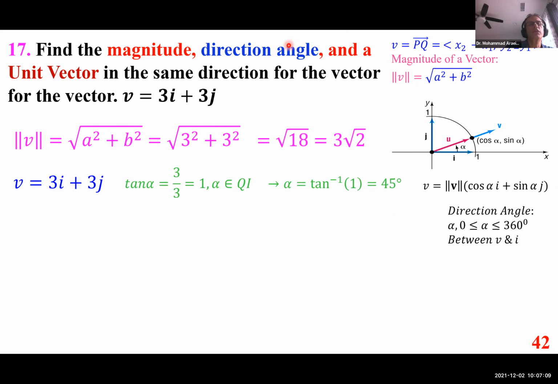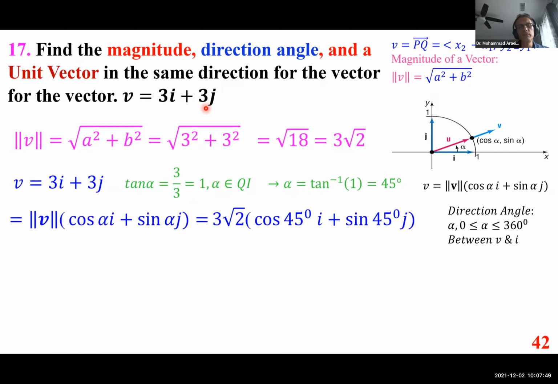The next one is to find the unit vector in the same direction. In other words, this vector has this magnitude. We want to shrink it in such a way that its magnitude, so if it goes up there, let's say, you want to shrink it such that it becomes a vector with a magnitude equal to 1. So all you have to do is divide the vector by the magnitude.